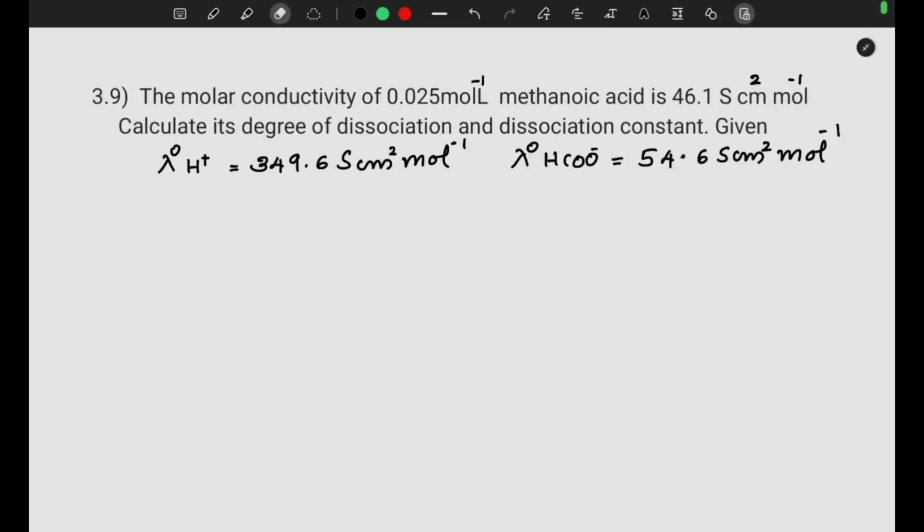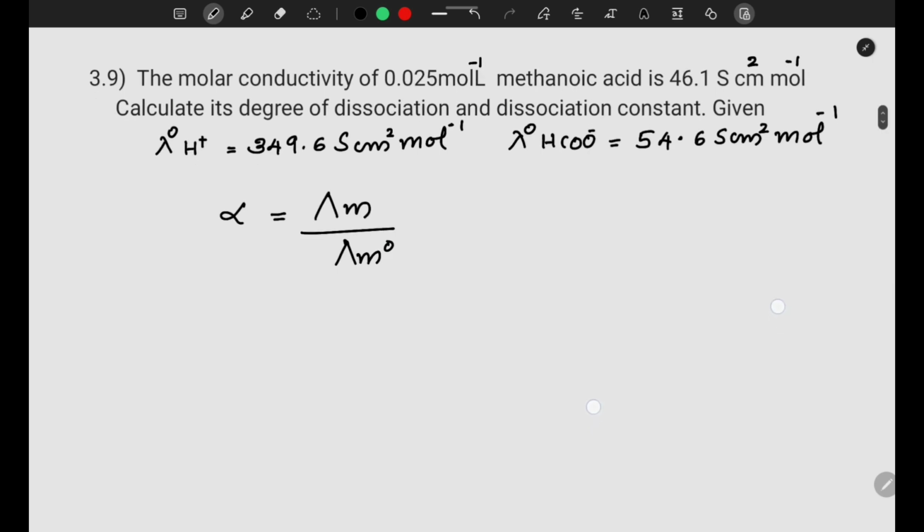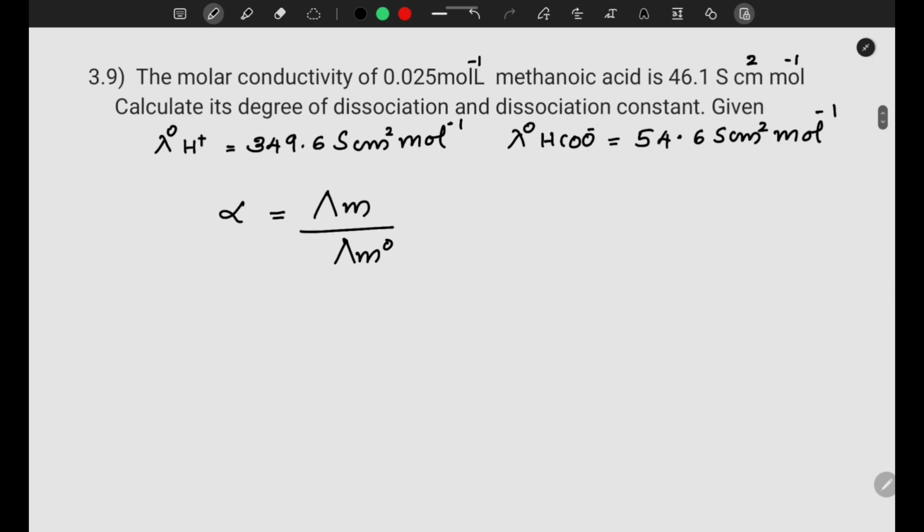The molar conductivity of 0.025 mole per liter methanoic acid is 46.1 Siemens centimeter square mole raised to minus 1. Calculate its degree of dissociation and dissociation constant. So, degree of dissociation alpha is equal to lambda m by lambda m0. Here lambda m is the molar conductivity and lambda m0 is the limiting molar conductivity. So lambda m is given in the question as 46.1 Siemens centimeter square mole raised to minus 1.